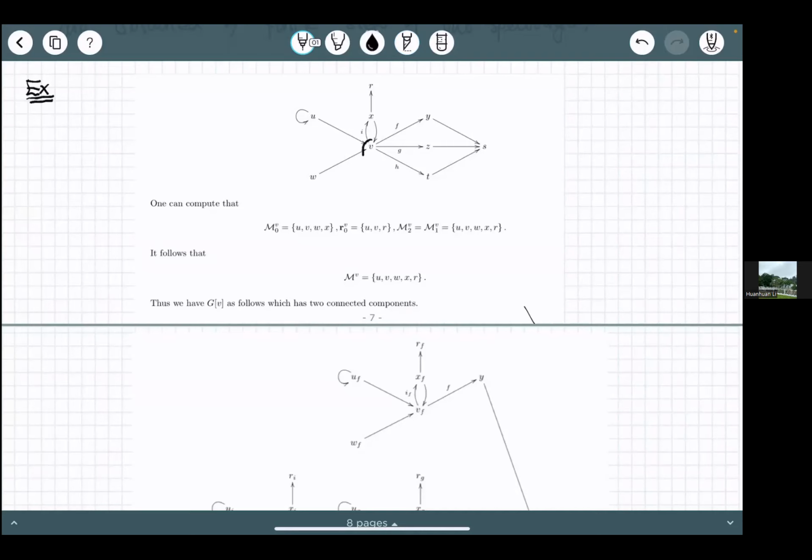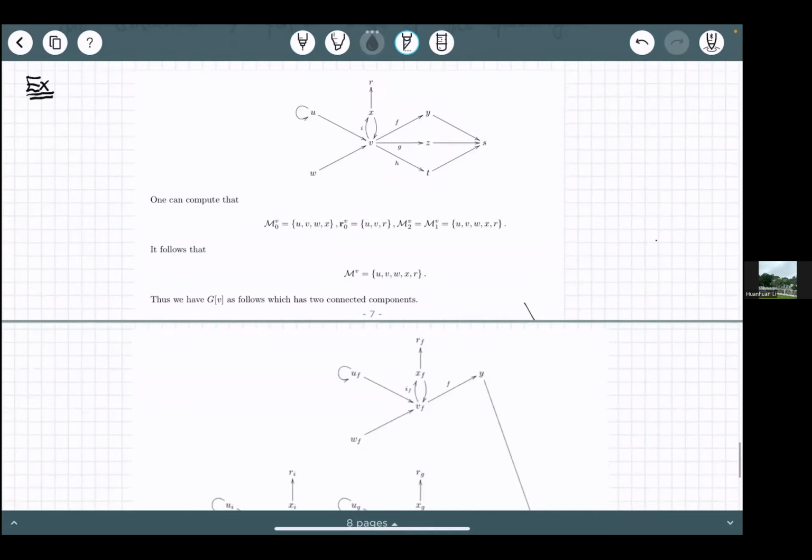Suppose we have this graph E, and this is our bifurcation vertex V. We can see here it has a loop, but it also has exits. There are some edges going outside of the cycle, but it also has some edges that are not coming back to V anymore.